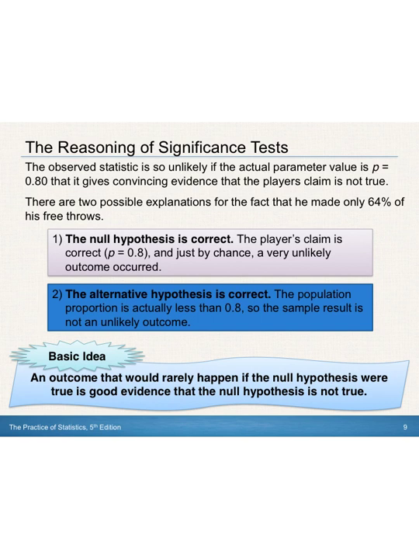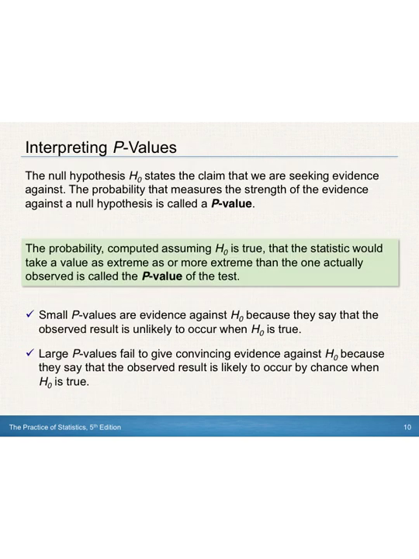So the basic idea is an outcome that would rarely happen if the null hypothesis were true is good evidence that the null hypothesis is not true. So if we based all of our trials on an 80% and after all of those trials a 64% was so rare, that gives us evidence that the null hypothesis is not true.